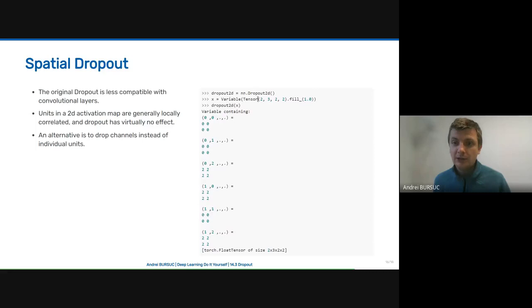We can see here we have a tensor with 4 dimensions, which is all ones. We pass it through, and we can see that some feature maps are completely 0. By default, the probability of dropping out is 0.5. So it practically puts a whole feature map to 0, erasing the output of a filter.